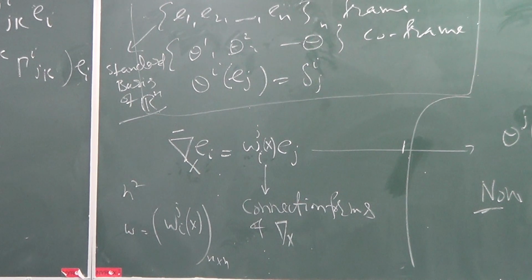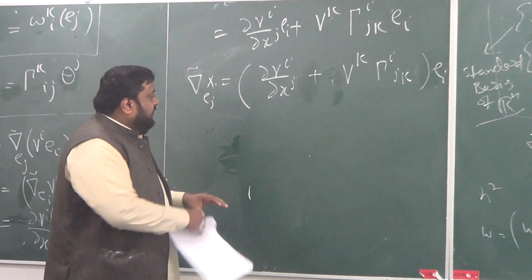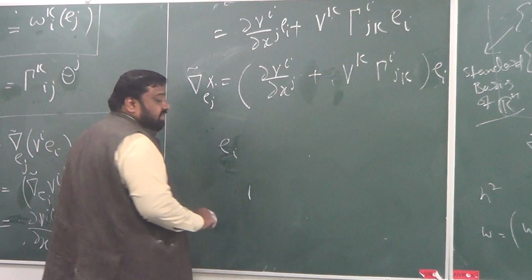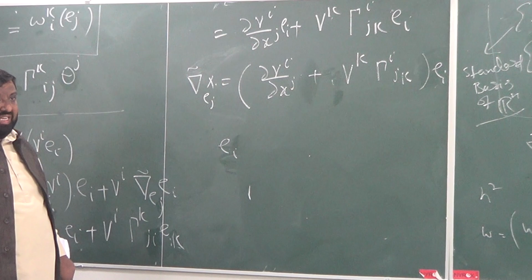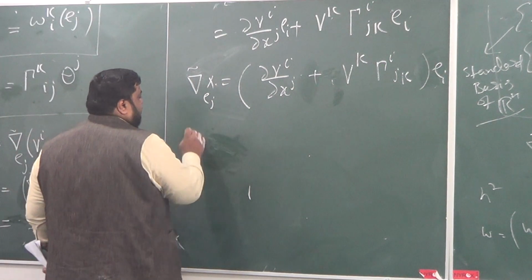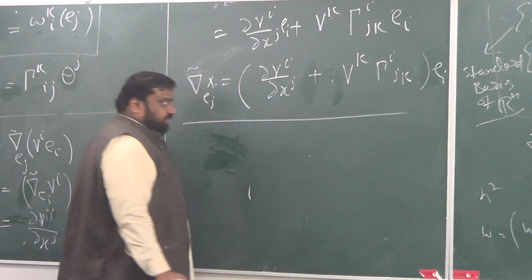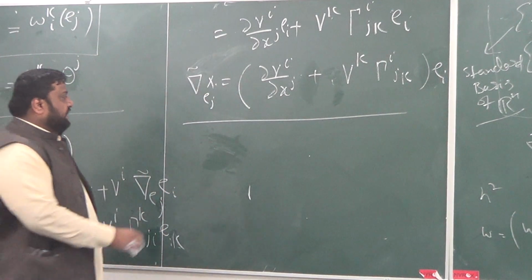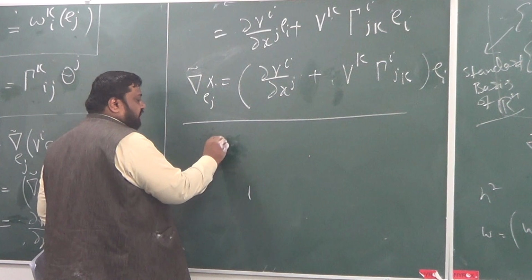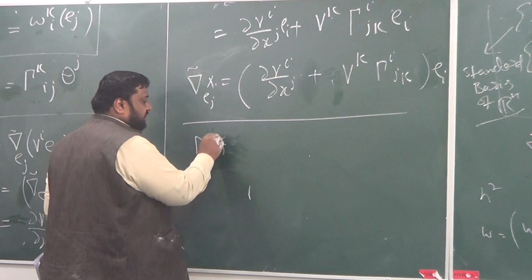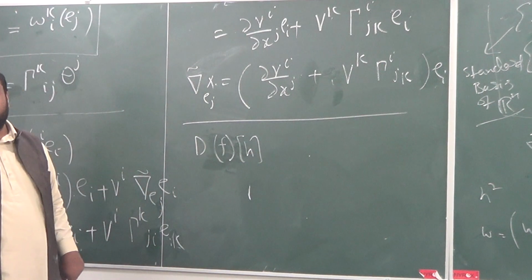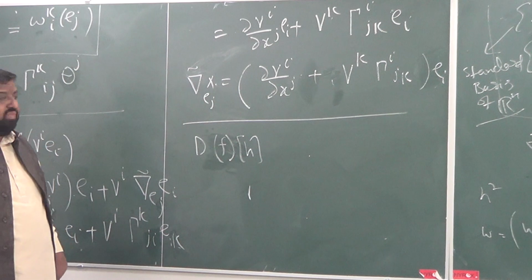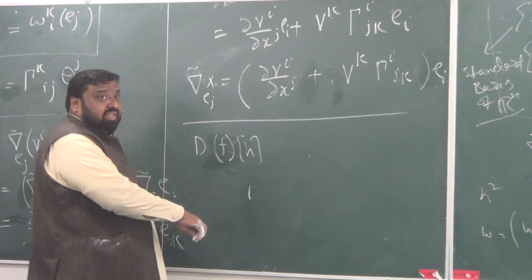If you take E to be the standard Euclidean vector, or maybe before doing that, recall something that you learned previously, so it's fresh: the derivative of f in the direction of h from our calculus classes. So if f is a scalar field.